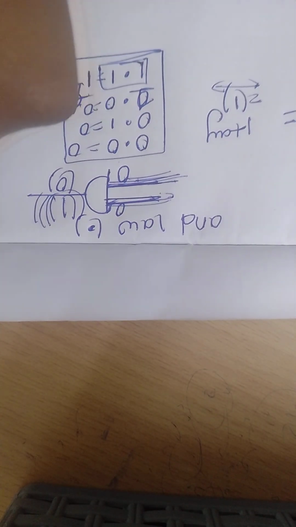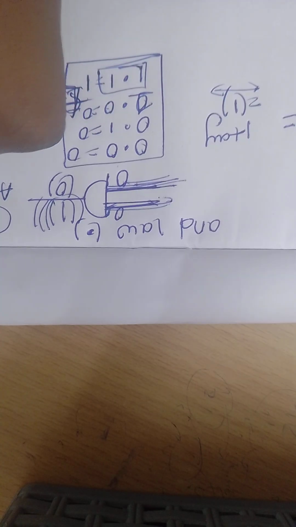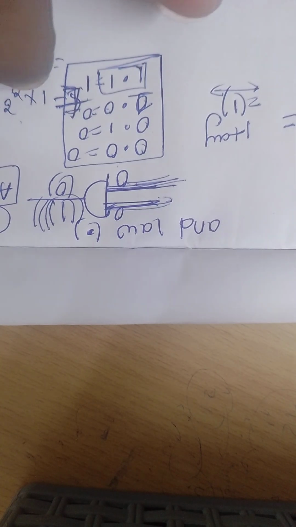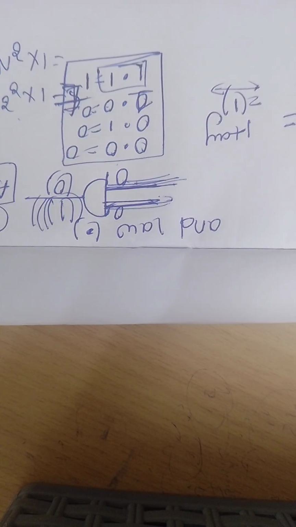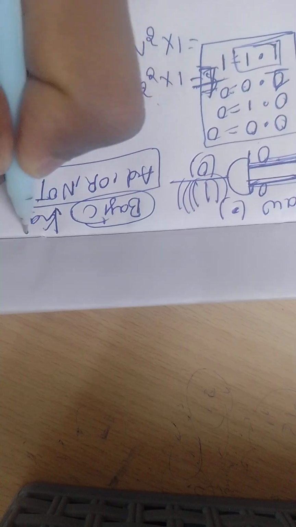These are basic gates. What are these basic gates? AND, OR and NOT. Why are we calling these basic gates? Because we are able to implement any digital circuit by using these basic gates. That's why we say these are basic gates.